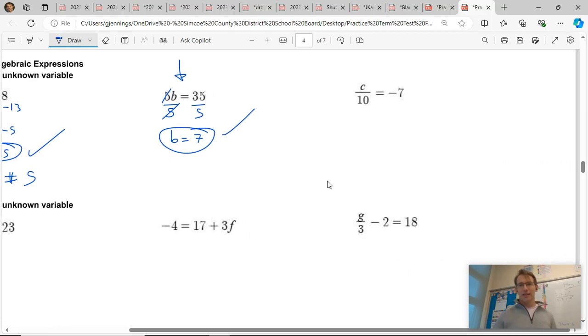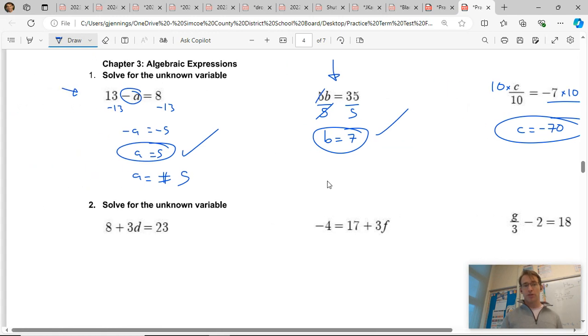All right. This one over here, we're dividing. So the opposite of divide is multiply. So let's multiply both sides by 10. Okay? I'm going to multiply that by 10. So c is equal to negative 70. Okay, because negative 7 times 10 is negative 70. That's done. So you just use the opposite. Just use inverse operations. You can solve these.